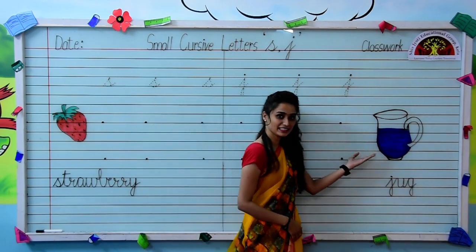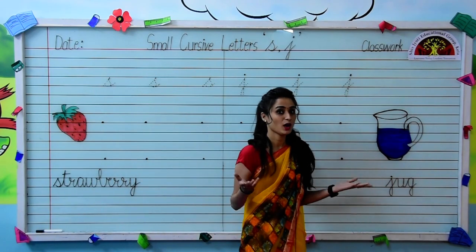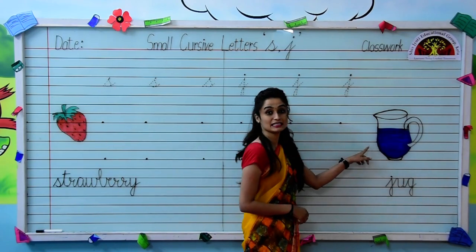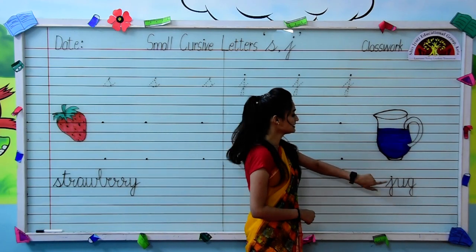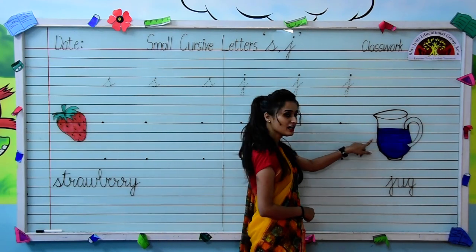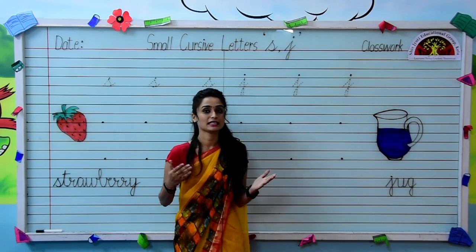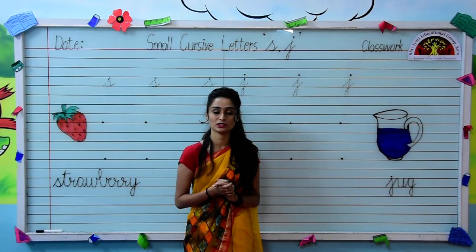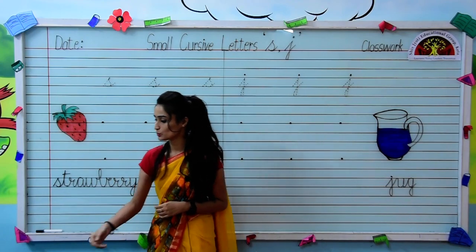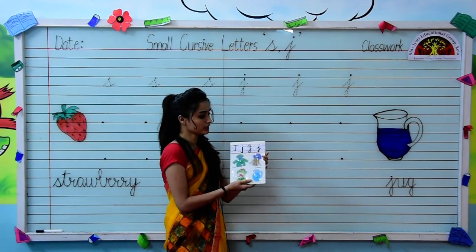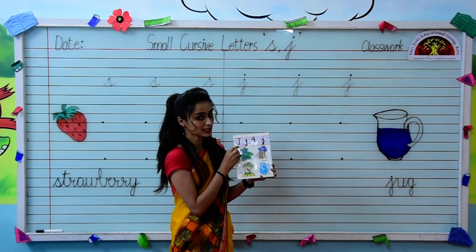Come on this side now. Can you please tell me, what is this now? This is a jug. J for jug. So kids, now we will see different formations of S and J with the help of these tools. So look over here kids and pay attention.